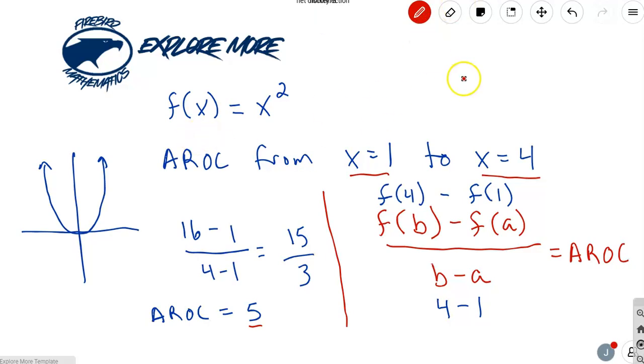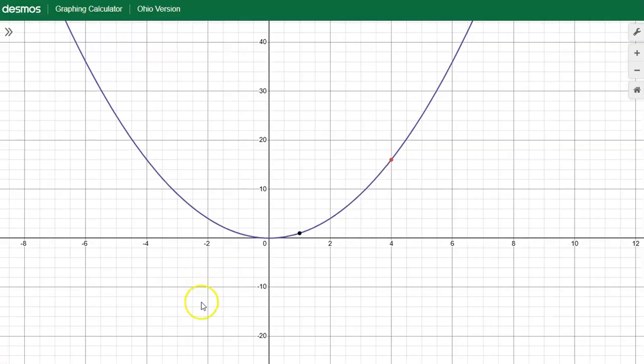Okay, so let me go ahead and graph this in Desmos, and then we'll talk about what this 5 represents. So this is my graph of y equals x squared. What we want to talk about is we just found an average rate of change of 5. What does that 5 represent if I have a curve like this? So if we draw a line that connects x equals 1 to x equals 4.